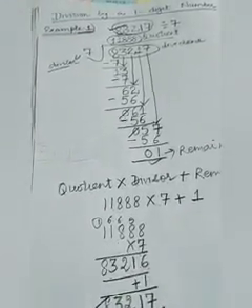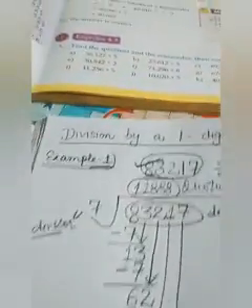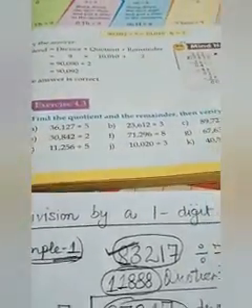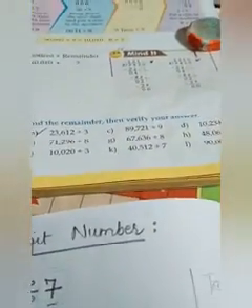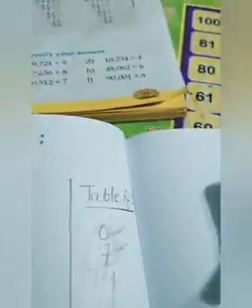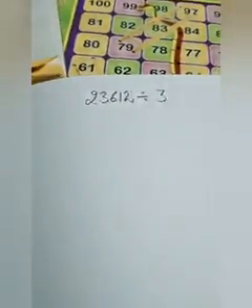Now students, I will tell you one more sum from the exercise. I will tell you the B part. 23,612 divided by 3. First of all, we will write the table of 3.